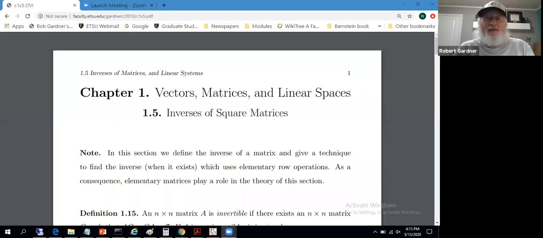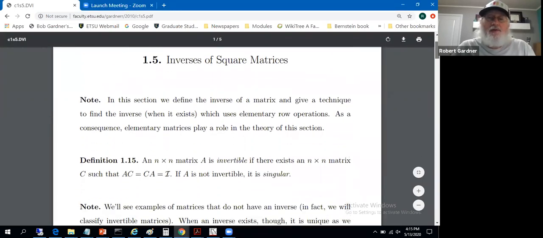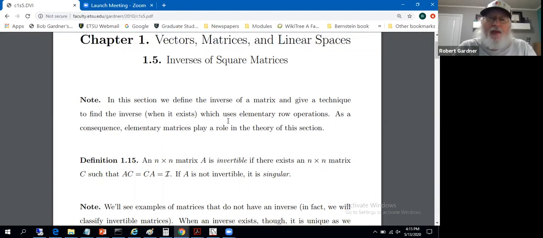On to the next section, which involves inverses of matrices. So section 1.5, inverses of square matrices. The plan is to define the inverse of a matrix, give a technique to find the inverse. Not all matrices are invertible, so find the inverse when it exists. And all these are going to use elementary row operations.